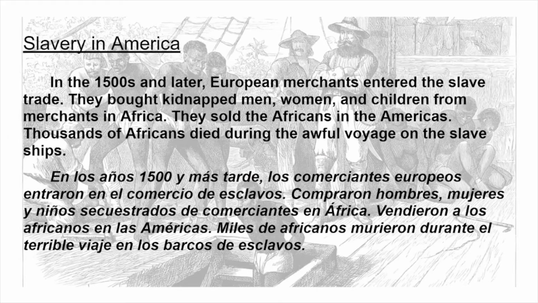Slavery in America. In the 1500s and later, European merchants entered the slave trade. They bought kidnapped men, women, and children from merchants in Africa. They sold the Africans in the Americas. Thousands of Africans died during the awful voyage on the slave ships.